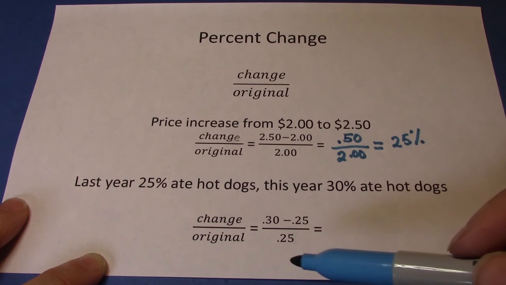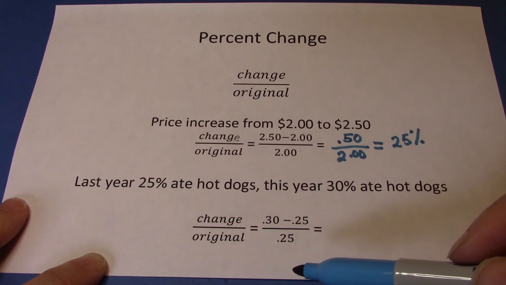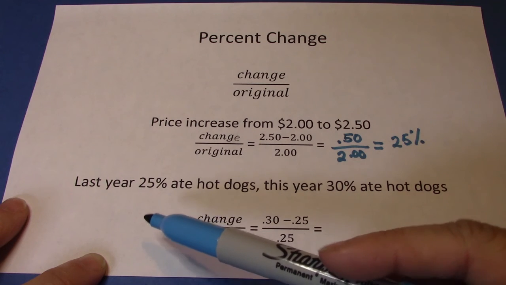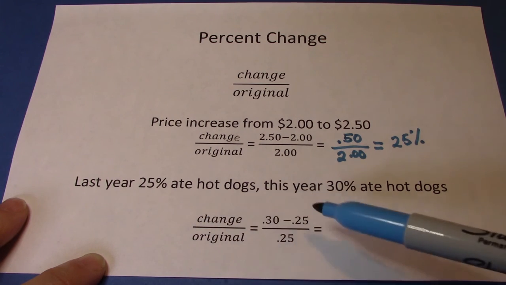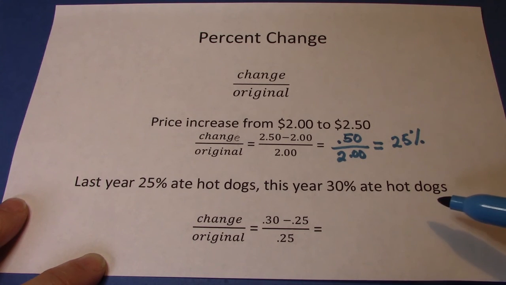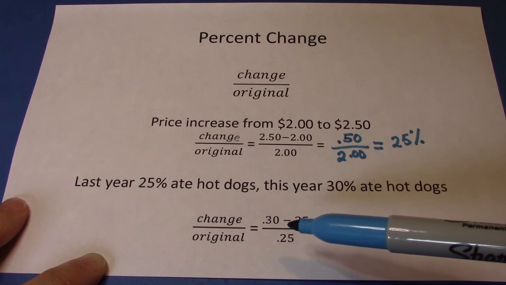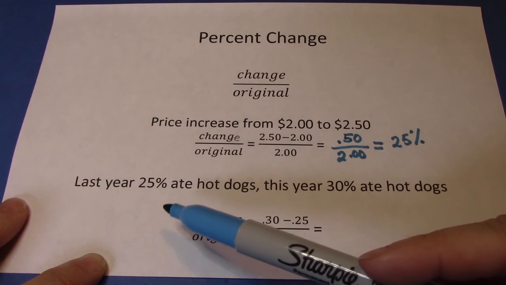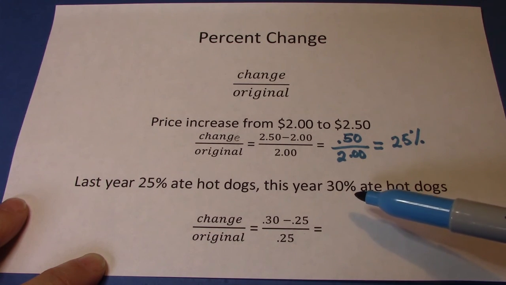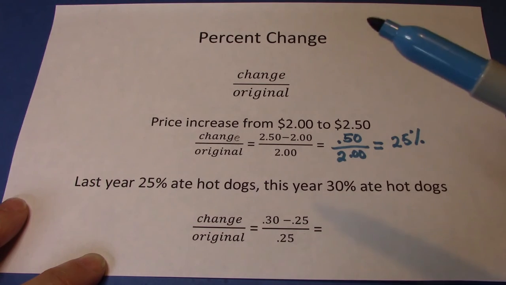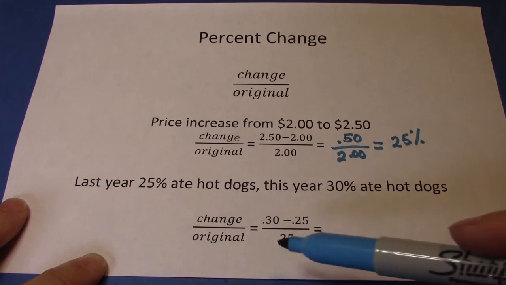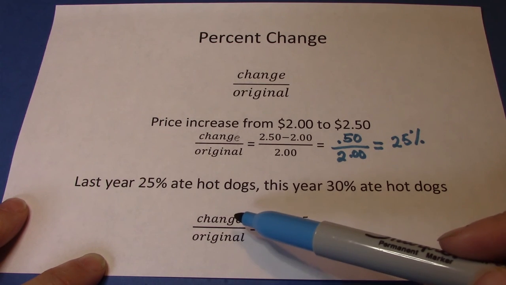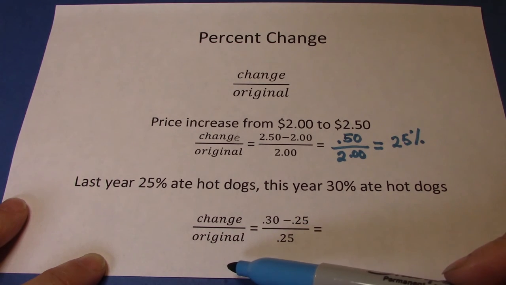Here's another example that's often misunderstood. We have a situation where last year 25% of students ate hot dogs, but this year 30% of students ate hot dogs. If you don't really understand the percent change formula, you would say, well, that's a 5% difference, right? 30 minus 25, it's already in percents, it must be a percent change. But that's not how it works. Percent change is the change over the original.